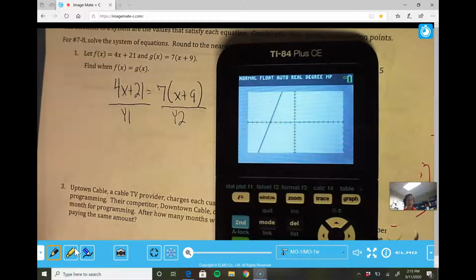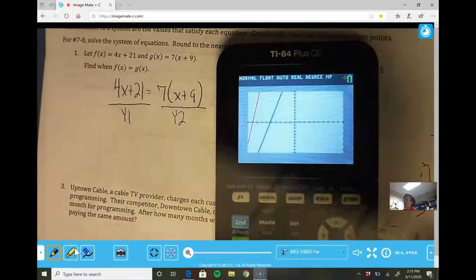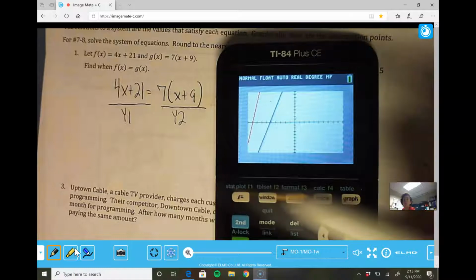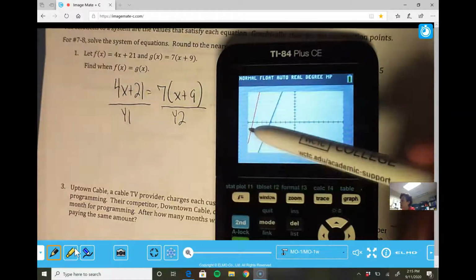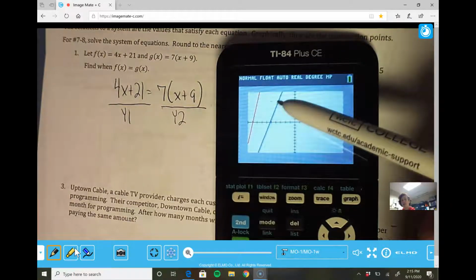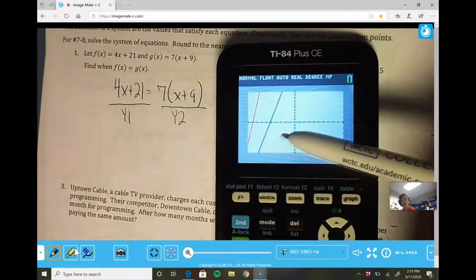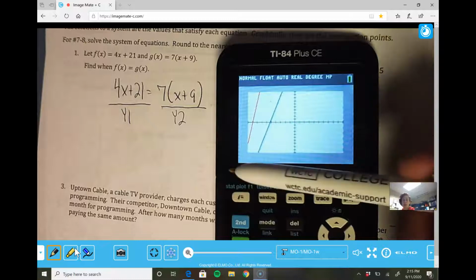So here's the 4x one. There's the other one. So these two are meeting somewhere. The problem is we're not seeing where they're meeting. So if you notice, as they go up, they're actually getting further apart. So where they're meeting is somewhere down here. So I need to get my calculator window down to here.